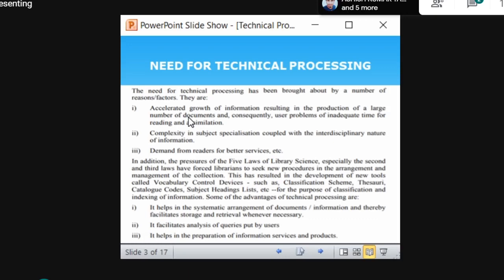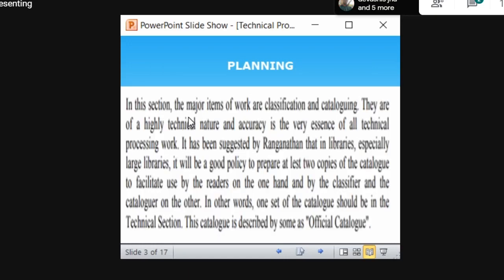When you group the books or documents according to certain subjects in a certain order, it will be effective. It will save time as well, right? So that is the primary need for technical processing. Cataloging is for efficient retrieval. In the OPAC, they can search by title, author and everything. In the manual card catalog, they can search by added entries and main entries, right? So they are essential. Before every work, in the acquisition section also I told you that planning and procedure are very important. Similarly for this section also, planning is very important, right?